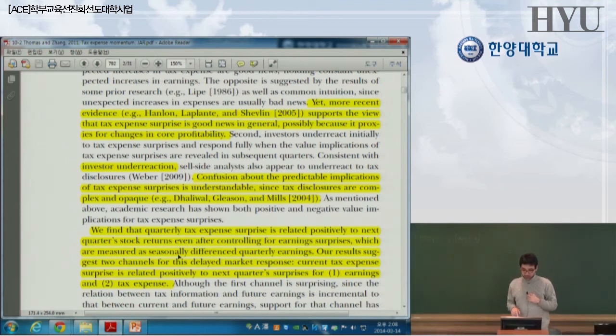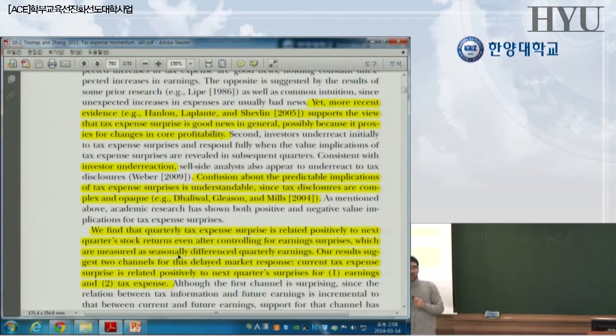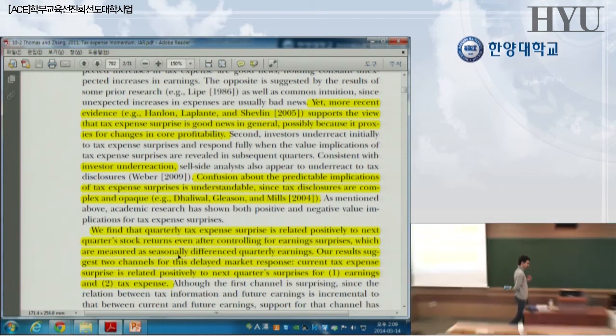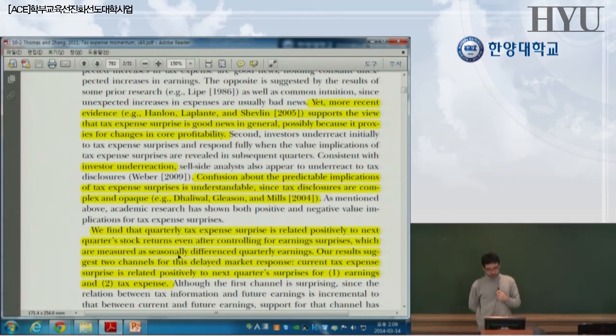And another one is underreaction. Even if it is good news, if the market responds instantly, we cannot make money. That's the semi-strong form market hypothesis. But market underreacts. Confusion about the predictable implication of tax expense surprise is understandable, because tax disclosures are complex and opaque. 세무회계 is hard. That's the reason why investors underreact.